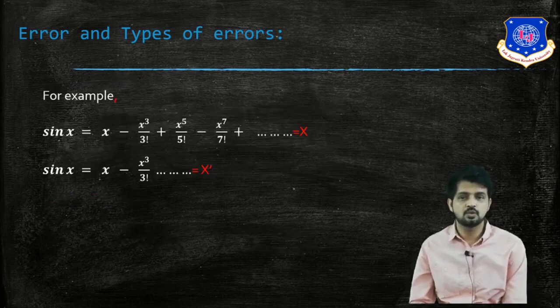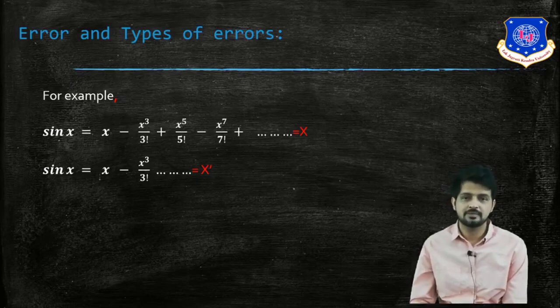Sin x is equal to x minus x cube by 3 factorial plus x raised to 5 by 5 factorial minus x raised to 7 by 7 factorial, and so on up to infinity. This is the general formula for sin x in terms of expansion.